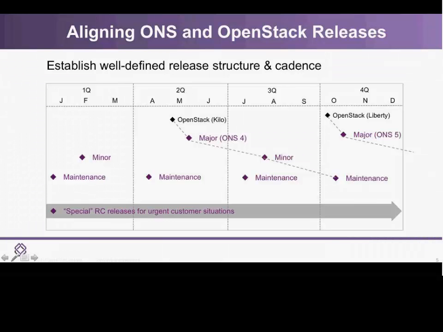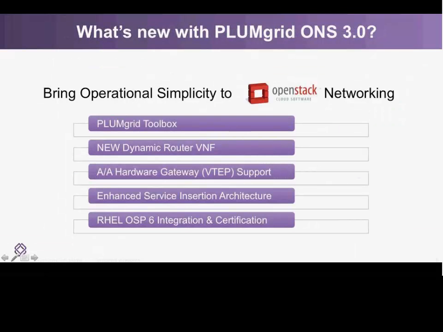Perfect. Thanks, Asmir. Within the framework that Asmir described today, obviously what we are announcing next week is our ONS 3.0 release. So it's a major release for us, which includes Juno support and lots of very interesting and important features for our customers. So without further ado, let's jump into the release. This is the core of our launch next week. The tagline is going to be around bringing operational simplicity to OpenStack networking.